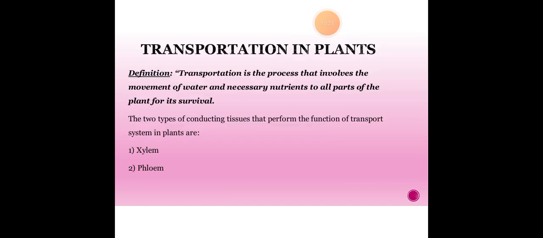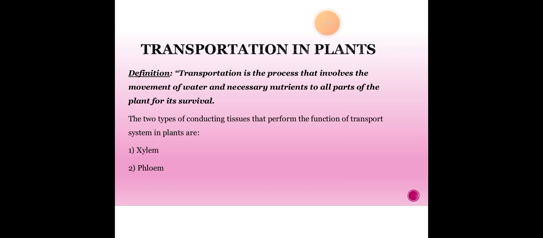Now, transportation in plants. What is the definition of transportation? Transportation is a process that involves the movement of water. Here the movement of water is very important. It means water, xylem and necessary nutrients go to all the parts of the plant for survival. This is basically known as transportation. So they require both xylem and phloem.